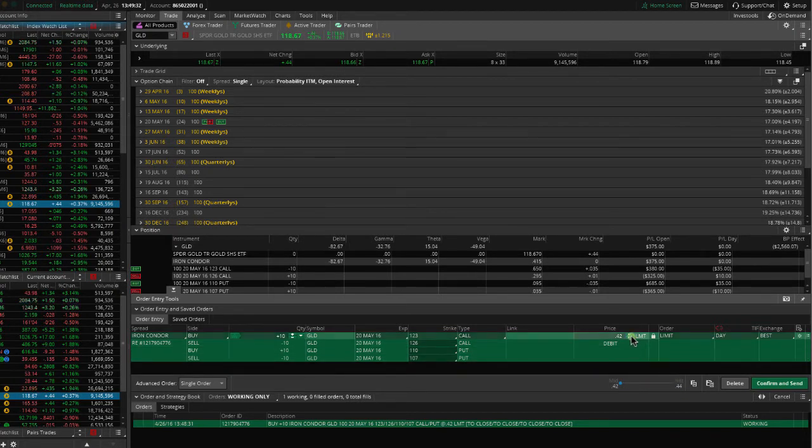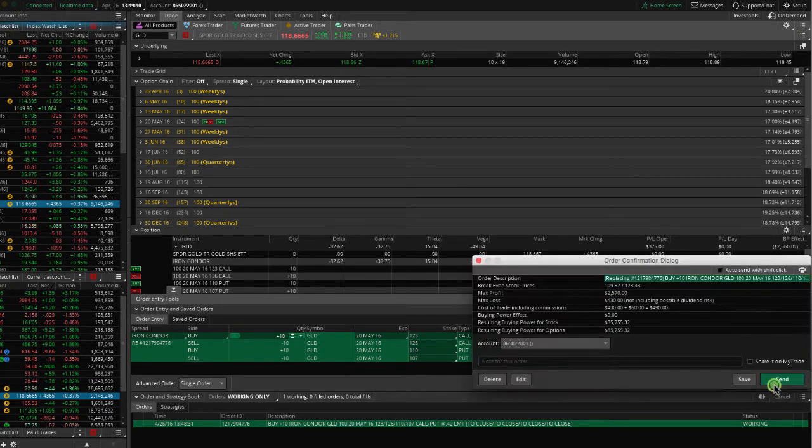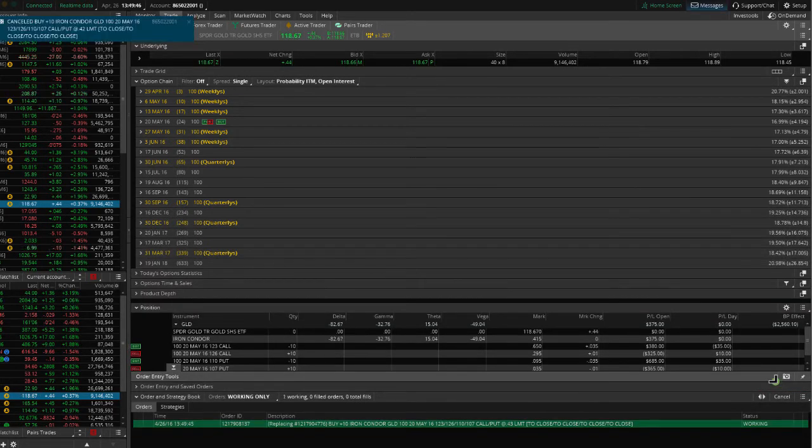So I can simply click that up to 43. You can see the dot moves to 43 cents. So let's try it again there and see if we get filled. So just hit confirm and send. And you see that one was canceled. And we're still not filled.